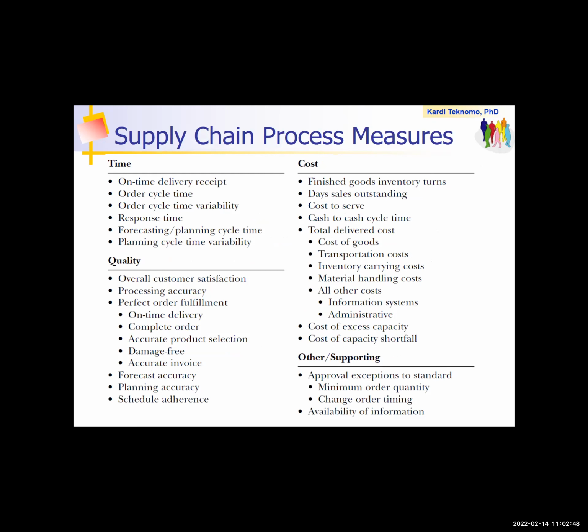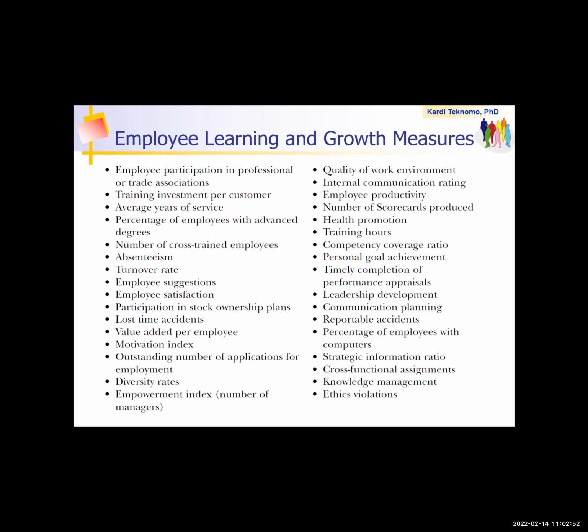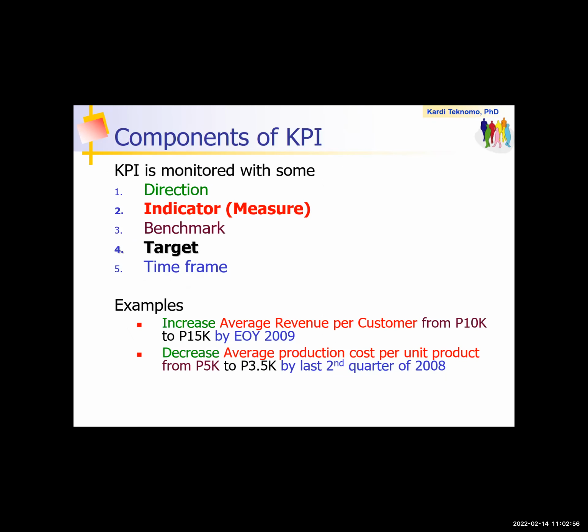And supply chains. Again, I already put internal process measure, employee learning and growth measures. Okay, so there are 5 components of KPI. Number 1 is direction. Number 2 is the measure itself, the indicator. Number 3 is the benchmark. Okay, the target and the time frame.